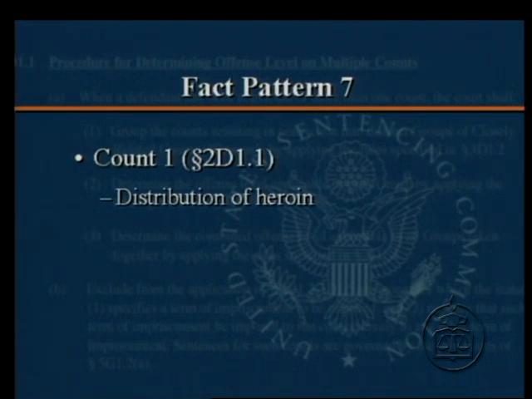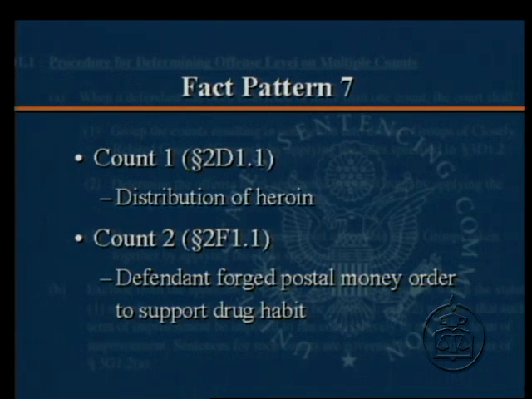In this particular fact pattern, we have a defendant who is convicted of 1 count of distribution of heroin. This is another violation of 21 U.S.C. 841, and the corresponding guideline is going to be 2D1.1. Our second count is going to be a forgery count, a violation of 18 U.S.C. Section 500, and the corresponding guideline for this count is going to be 2F1.1. The facts of this case would indicate that the defendant forged postal money orders in order to support his drug habit.